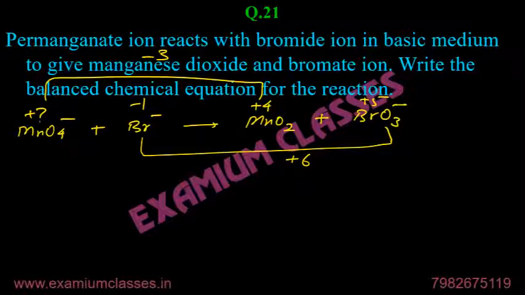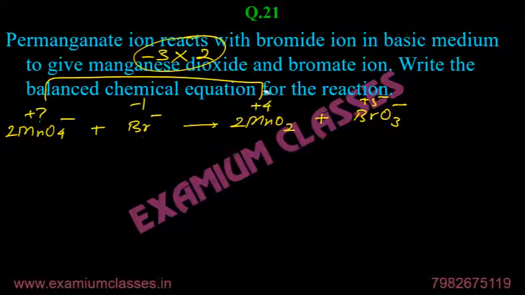So we need to equate it, meaning we need to multiply the reduction by 2, then it will be -6 and +6, they will be equal. It means we need to multiply the reduction half by 2. So it will be 2MnO4 minus plus Br minus gives you 2MnO2 plus BrO3 minus.